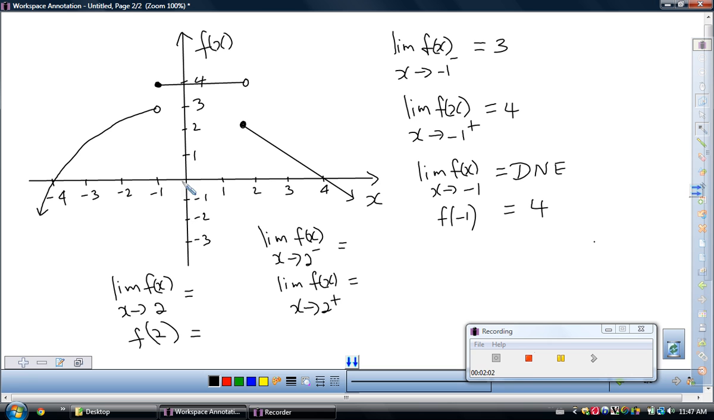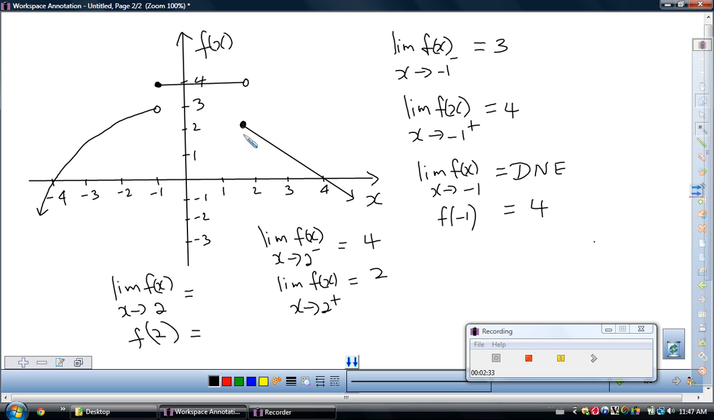As x approaches 2 from the left, we look at this piece of my graph. As x approaches 2 from the left, y or f of x is approaching 4. As x approaches 2 from the right, I'm looking at this graph here, y is approaching 2.